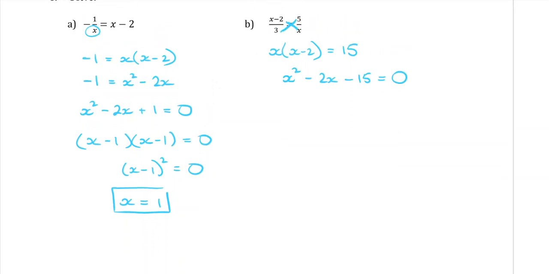Now we can factorise it. So timesing to give negative 15 and adds to give negative 2 would be x minus 5 and x plus 3. Using null factor one last time, I get x equals 5, or from the second bracket, x equals minus 3.